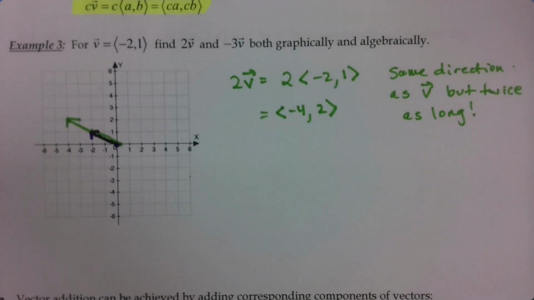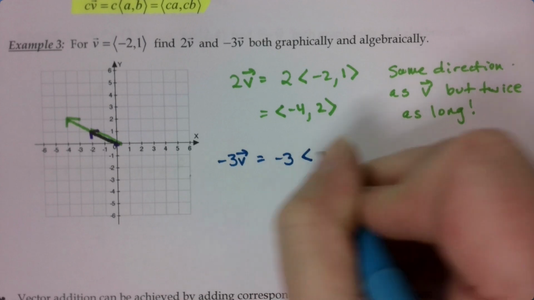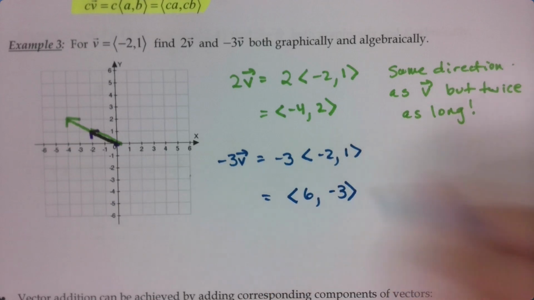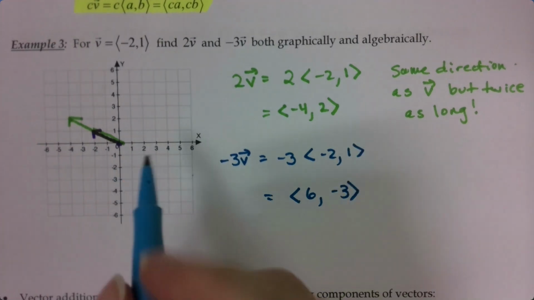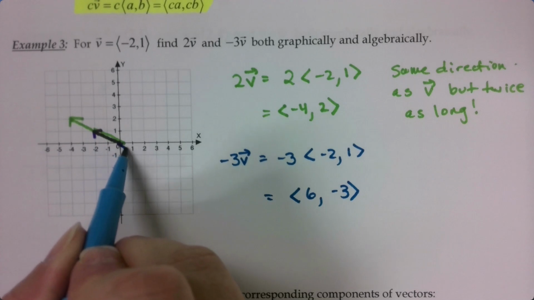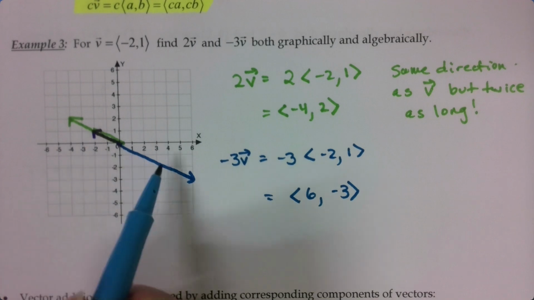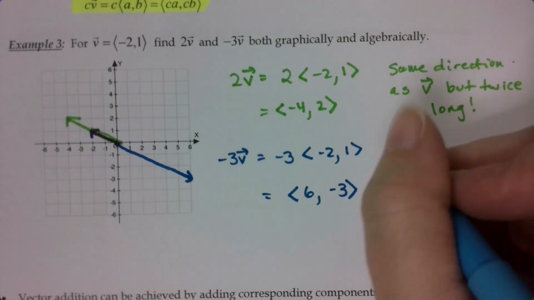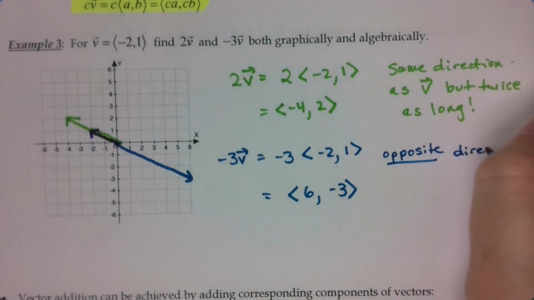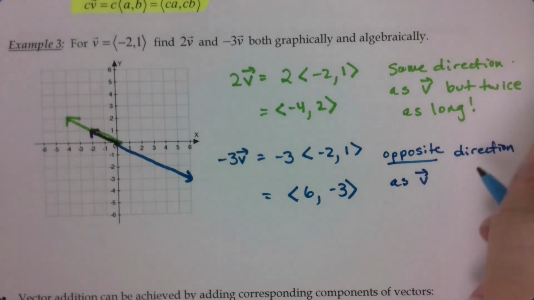All right, now let's look at -3v. Because -3 times that vector would make it go 6, -3. And that's not the same direction. 6, -3 would be over 6 down. So what direction is that? It's the opposite direction, right? So this is the opposite direction from v because we multiplied it by a negative, and 3 times as long.